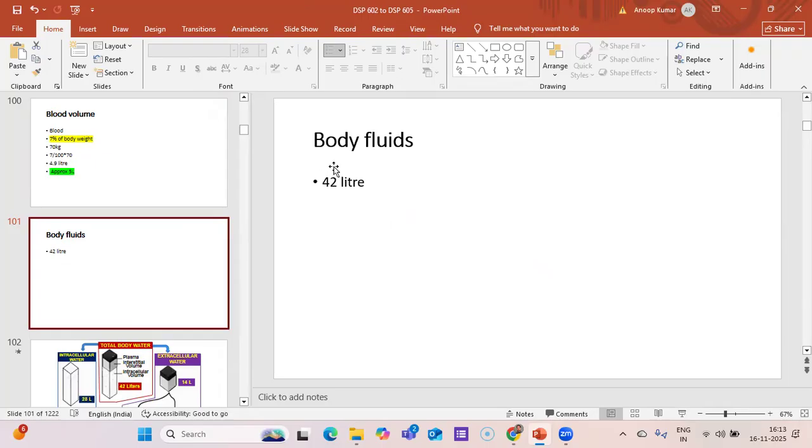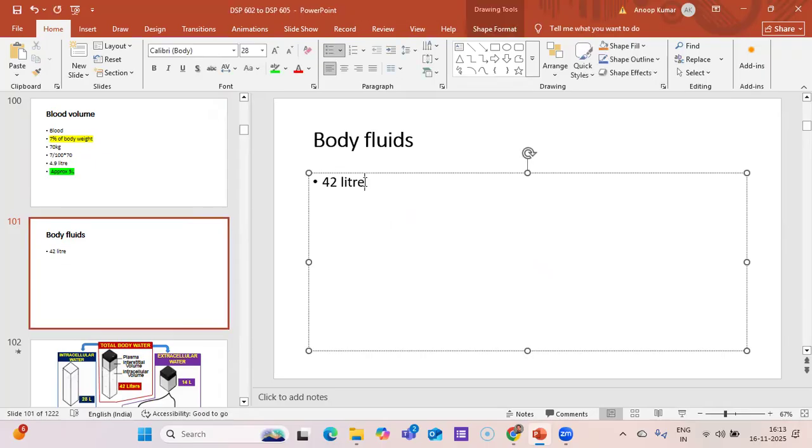Body fluid is 42 liters. And under body fluid, what comes? In body fluids, all the fluids which are inside the body, we call body fluids. And total body fluid, as I said, is 42 liters. So what does it contain?